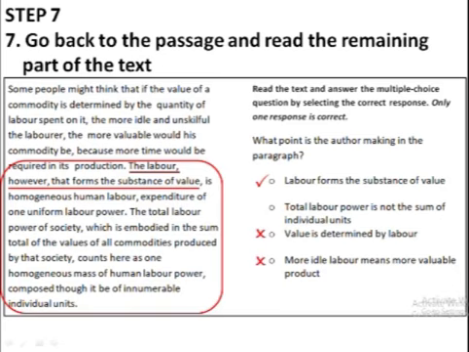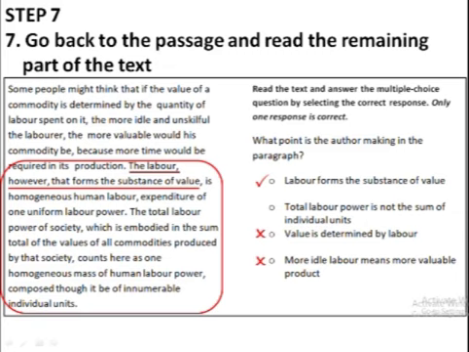Let's do the 7th step. Go back to the passage and read the remaining part of the text. Okay. So the remaining part of the text says, the labor, however, that forms the substance of value is homogeneous human labor expenditure of one uniform labor power. Just this statement tells us that this is the statement that's true, because the previous one was some people might think. But here it's saying the labor, however, this however is the keyword, which tells that this statement is correct, not the previous one. And it says, the labor, however, forms the substance of value. If we look at the answer choices, this is the first choice. So at this stage, we can go to the answer choices and tick it. That this, at the moment, is the correct choice.